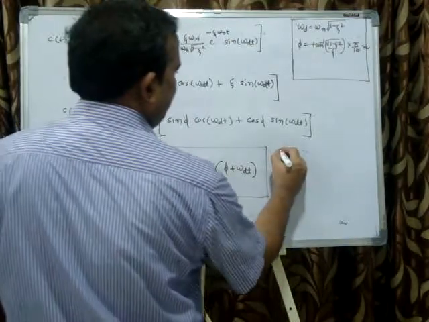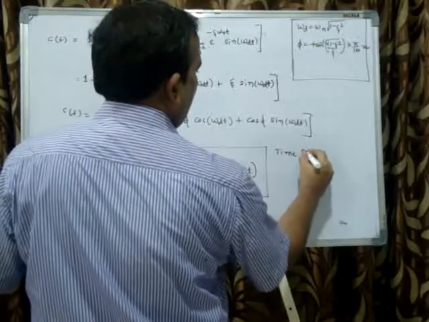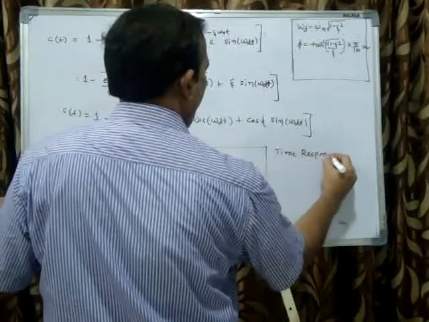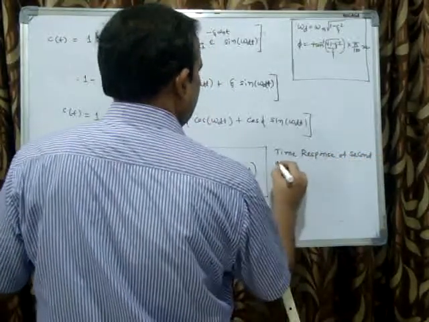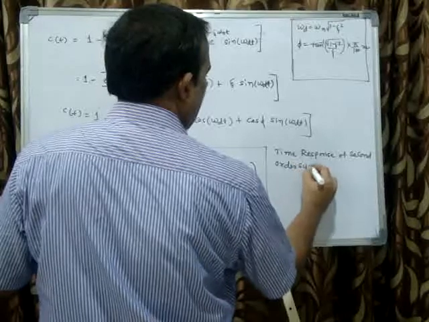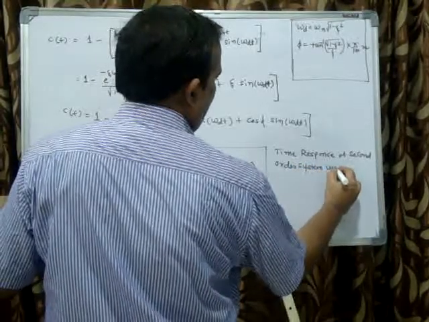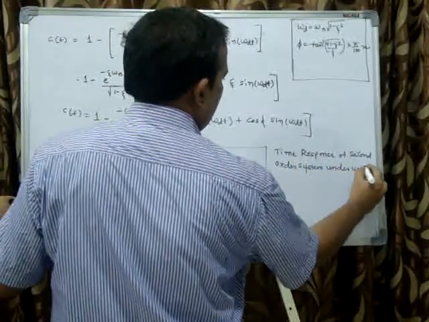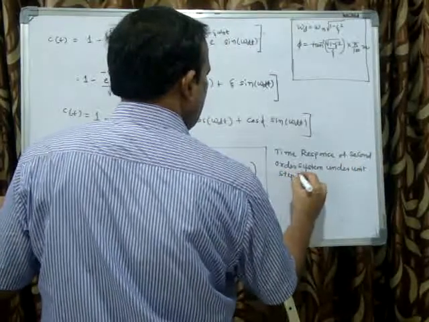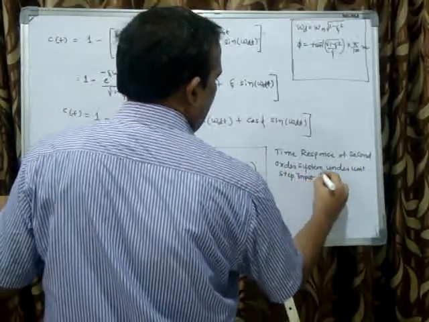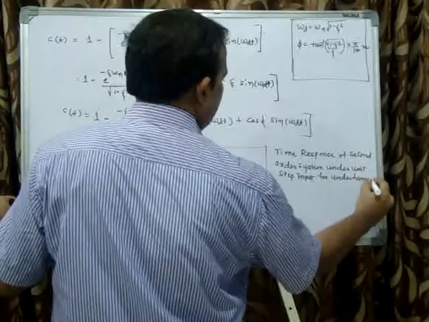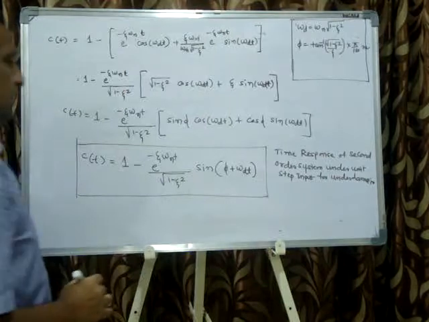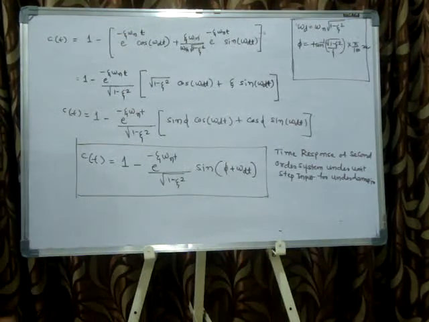I write here: time response of second order system under unit step input for under damping. Here zeta and omega are given.